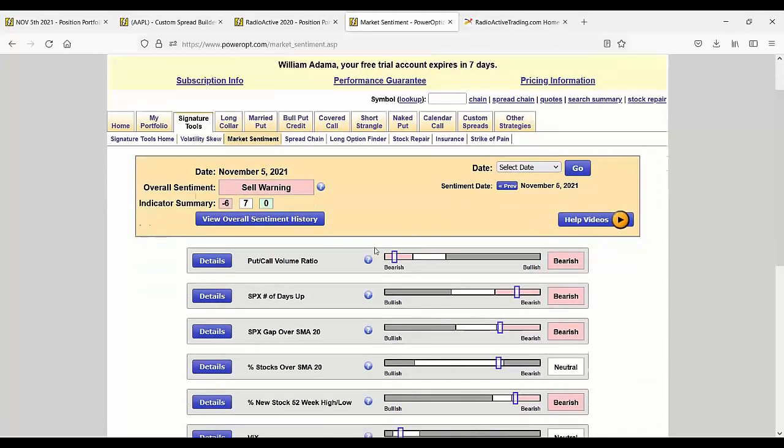I might still open positions Monday afternoon, but I'm going to see if there's a pullback a little bit that might start easing off some of these and putting us back into a neutral position.